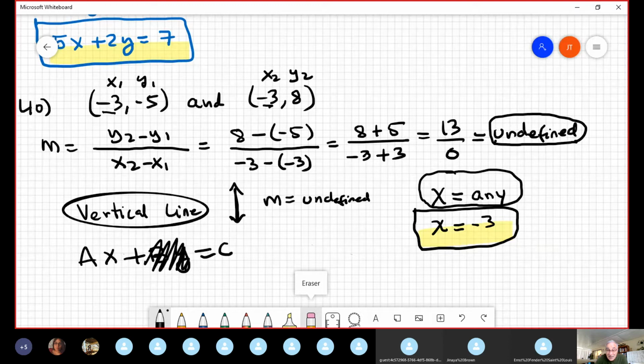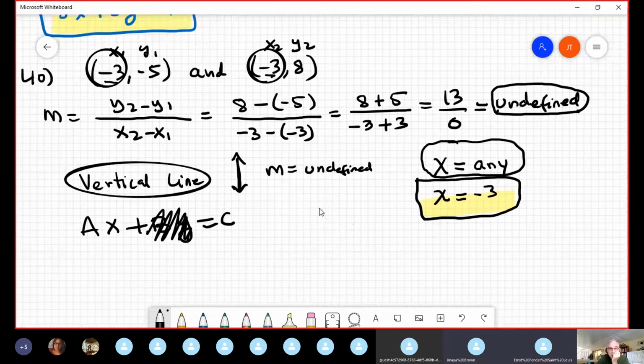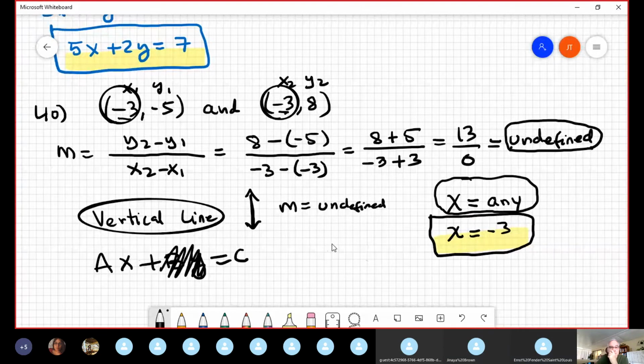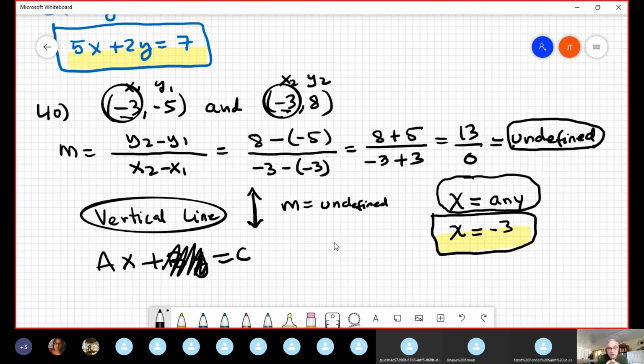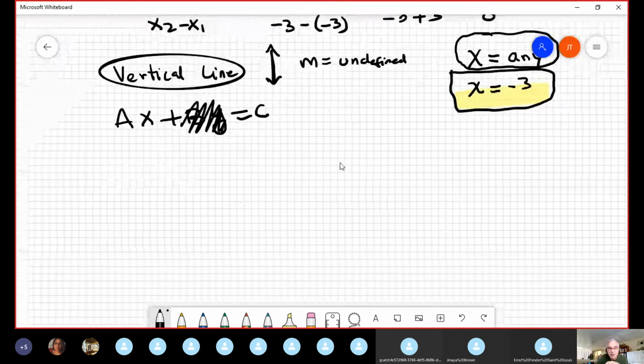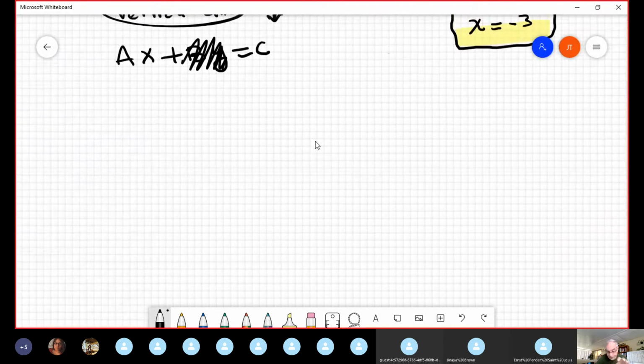X equal any number. But in our specific example, what is the number? I come back to the point, and I can see, wow, -3. X is -3 always, independent of the y. I don't care, the y value is not important in this problem. Good? Yeah, I understand right now. Perfect. Be careful with this special example. When you see division by 0, immediately you see undefined, and undefined means vertical line.